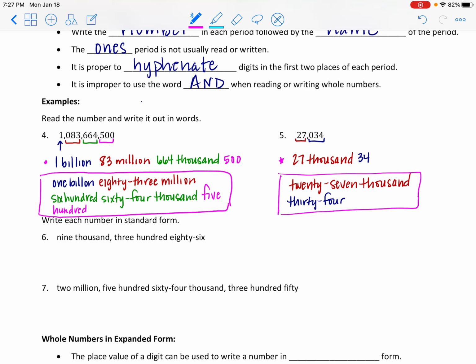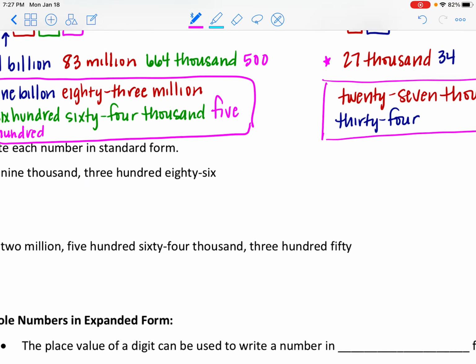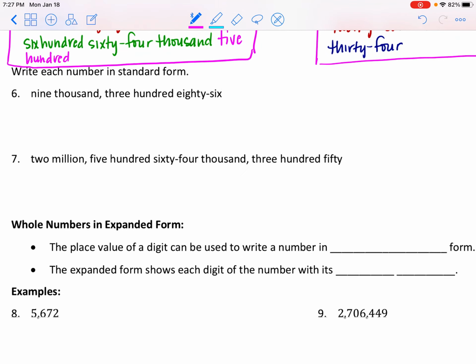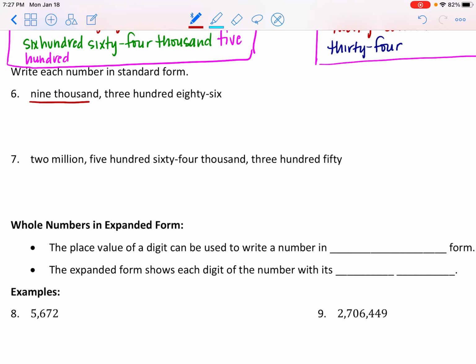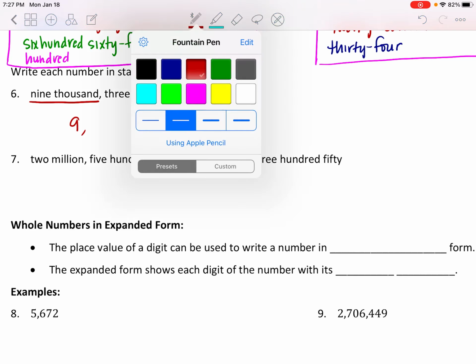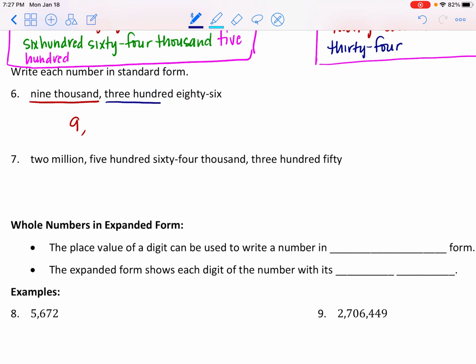Okay, so we should be able to write out in words our number, and then we should be able to work in reverse. If the number is written out for us, we should be able to put it back into standard form. So 9,000 means we're going to have 9 in the second period, in the thousands period, and then 386 in the ones period means 386.